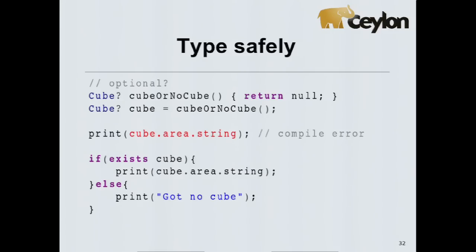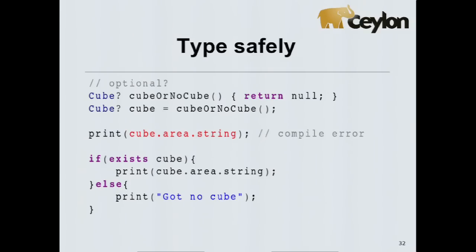So what we're doing in Ceylon is that whenever you see something of type cube, it cannot contain null. It always has to contain a cube. If you want to have something of type cube or null, then you need to put a question mark at the end. So when you see cube question mark, it means it could be cube, it could be null. And of course, the information propagates down the road. So if you define an attribute cube that could be null or not, then it's cube question mark. And if you try to access properties of cube, such as the area, then the compiler will not let you because you don't know, it could be null. So the first thing you need to do is to check if it exists. If the cube exists, then it's not null. And then we allow you to access what's inside.